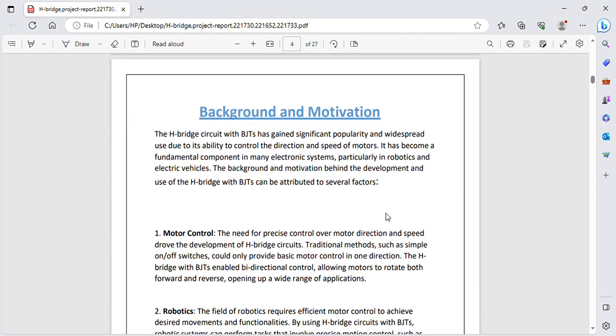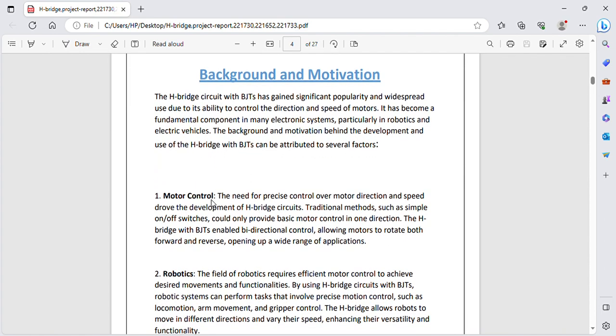Moving next to the background and motivation of this project. Here we have discussed that the H-bridge circuit with BJTs has gained significant popularity and widespread use due to its ability to control the direction and speed of motors. It has become a fundamental component in many electronic systems, particularly in robotics and electric vehicles. The background and motivation behind the development and use of H-bridge using BJTs can be attributed to several factors.